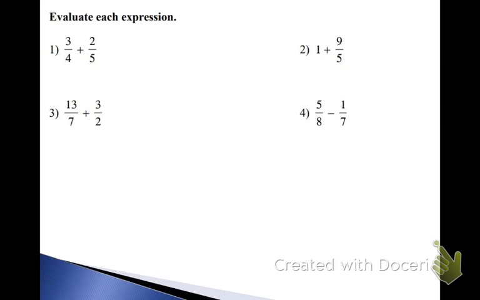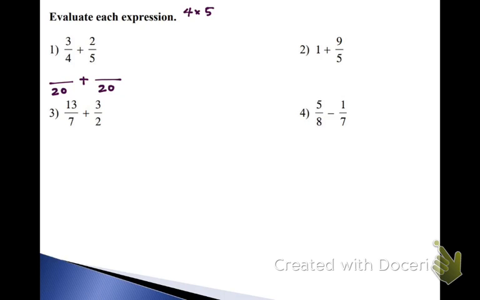What do we know about fractions that we're adding? What do we need before we can add? A common denominator. So what common denominator do we need in number 1? 20. If you can't think of one, you can always multiply them together, and that'd be a good denominator.